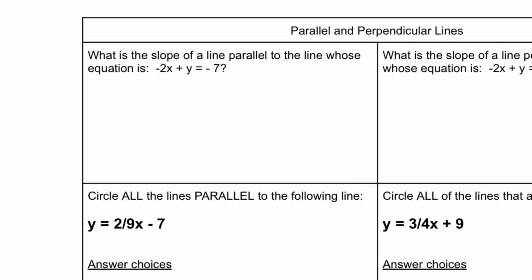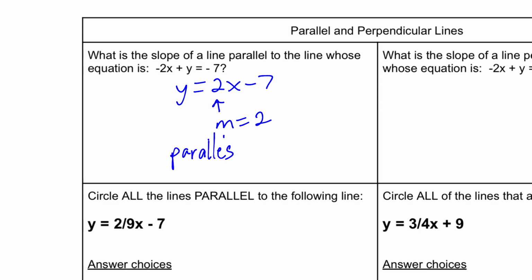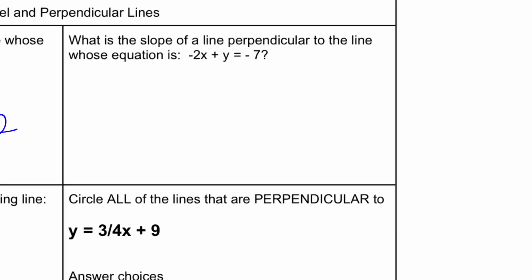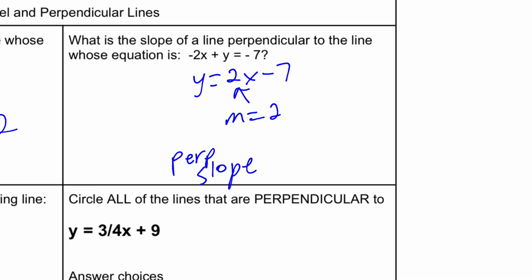So let's first solve this for y. We get y is equal to 2x minus 7. M is equal to 2. A parallel slope is also equal to 2. Here, if I solve this for y, my m is equal to 2. A perpendicular slope, we take that 2 over 1 and we flip it, and I get -1/2. Flip it and make it opposite. 2 over 1 becomes 1 over 2 with a negative.